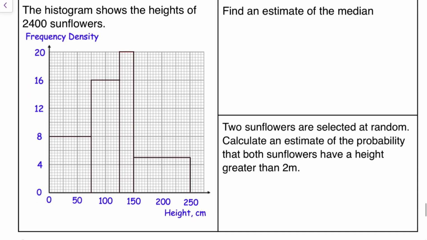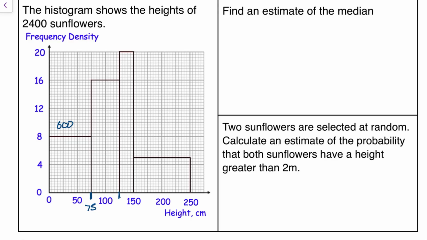Right, final question. Here we go again. So the histogram shows the heights of 2,400 sunflowers, find an estimate of the median. Now, first thing I need to do is just check this frequency density makes sense. So I'm going to do the class width. So for example, here, that's 75 times the height, which is 8. So calculator out. So 75 times 8 is going to give me 600.